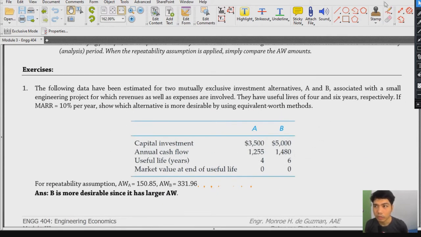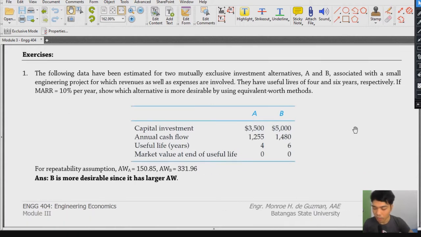So, let's have number one. Okay, so for number one, we have the following data that have been estimated for two mutually exclusive investment alternatives, A and B, associated with a small engineering project for which revenues as well as expenses are involved. They have useful lives of 4 and 6 years. So, kung mapansin nyo, magkaiba yung useful life. So, in short, they are considered under the repeatability assumption, respectively. If MARR is equal to 10% per year, show which alternative is more desirable by using equivalent worth methods.